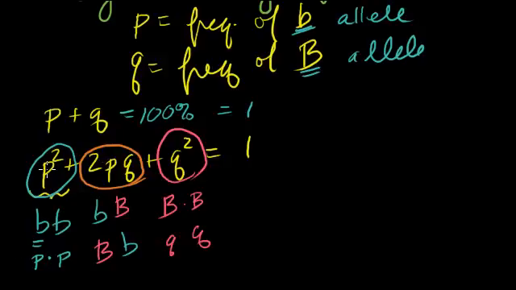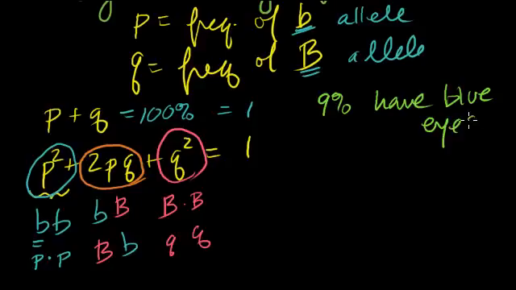So I've been kind of abstract so far. Let's see if we can apply this to a real world problem. And obviously I'm making some simplifying assumptions. Let's say that we go into a population. Let's say it's a population of 1 million people, reasonably large, and we observe that 9% have blue eyes. This is their phenotype. This is the frequency of the genotype lowercase b lowercase b.